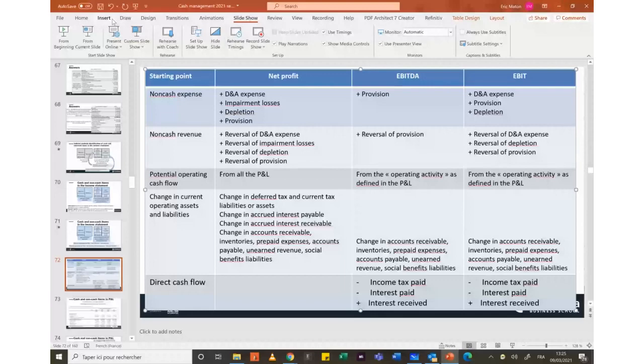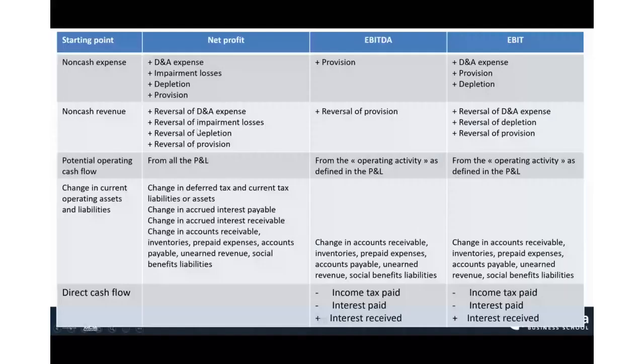So we are not talking about the same potential operating cash flow after step 1 if you start from the net profit, EBITDA, or EBIT. Or it depends if you also want to include directly the interest paid, interest received, and income tax paid. But it's not the same potential operating cash flow. So don't forget to look at the starting point when you compare the performance of the company.